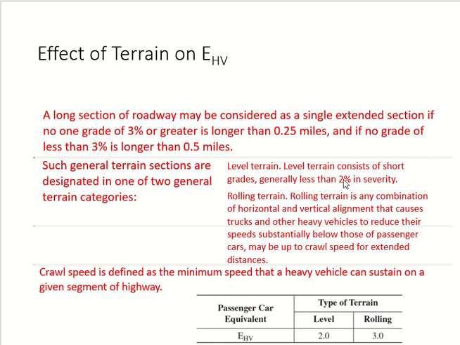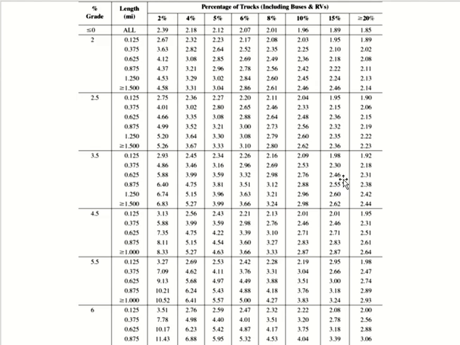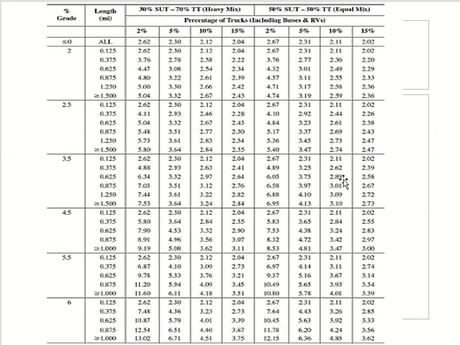So for level terrain, EHV value, how much? 2. Okay. For gradient case, I am going to use this table because I have heavy mix. Where is it? I wrote it somewhere, right? I didn't write it, sorry. But it's heavy mix, it's written there. Just believe me. So heavy mix means you are using this side of the table. My gradient is how much? Oh, it's written 4.5%. My gradient is 4.5%.